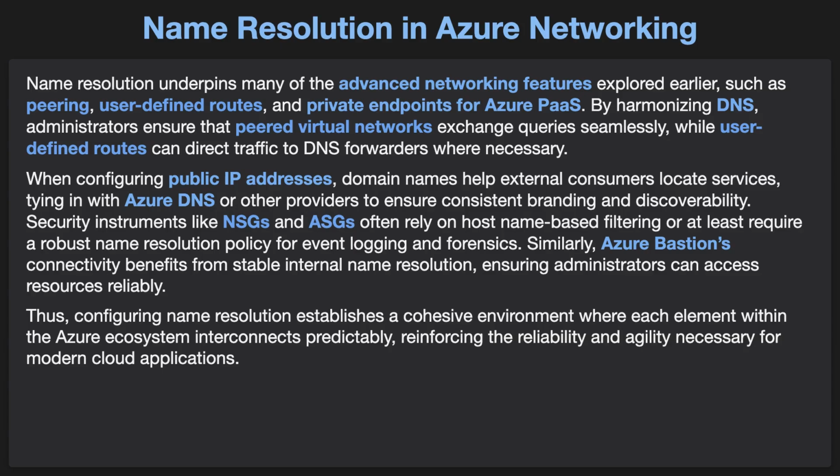Security instruments like NSGs and ASGs often rely on host name-based filtering or at least require a robust name resolution policy for event logging and forensics. Similarly, Azure Bastion's connectivity benefits from stable internal name resolution, ensuring administrators can access resources reliably. Thus, configuring name resolution establishes a cohesive environment where each element within the Azure ecosystem interconnects predictably, reinforcing the reliability and agility necessary for modern cloud applications.